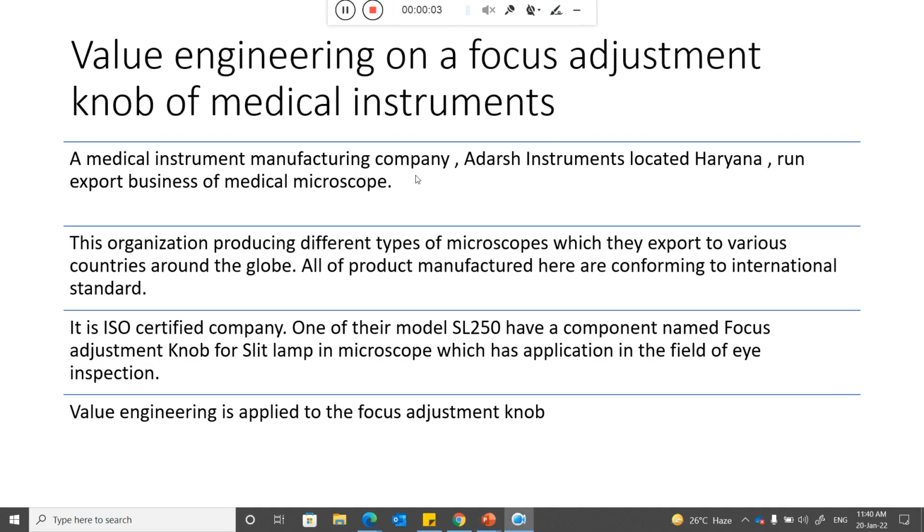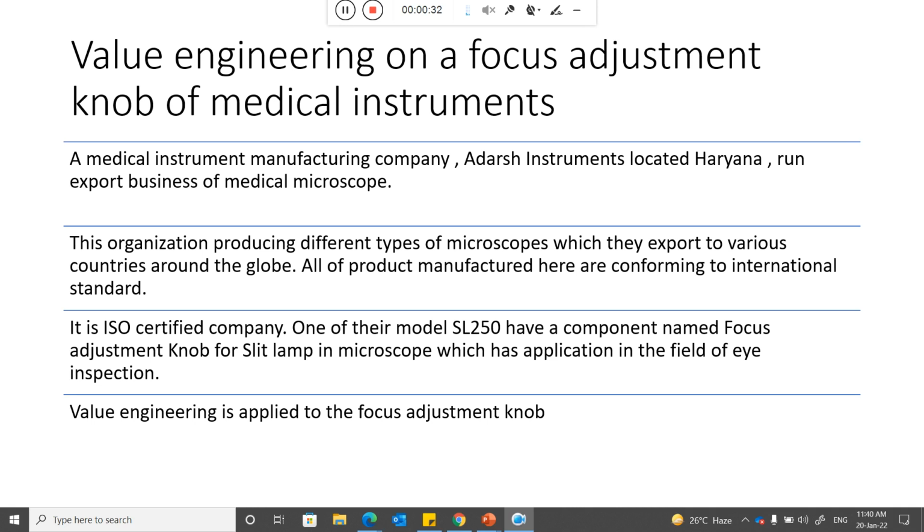Okay, so here we apply value engineering on the focus adjustment knob of a medical instrument. There is one medical instrument, you people I think know, the microscope you see when you go for your eye inspection and all. There is one knob that is used for the adjustment of the lenses, right? So related to that, how can we do the value engineering, how can we improve the value of that particular knob, that is what we will discuss here.